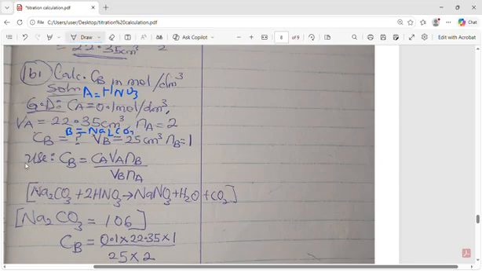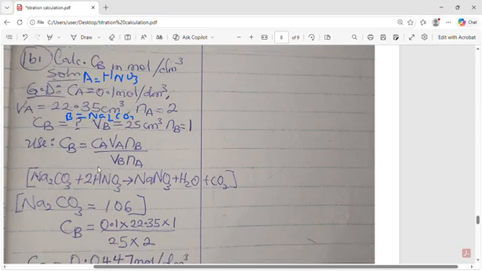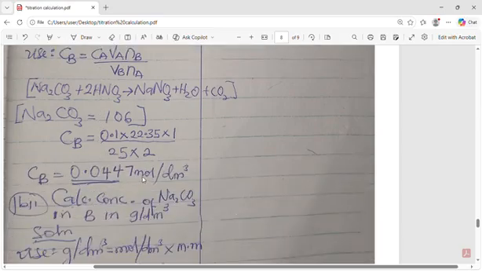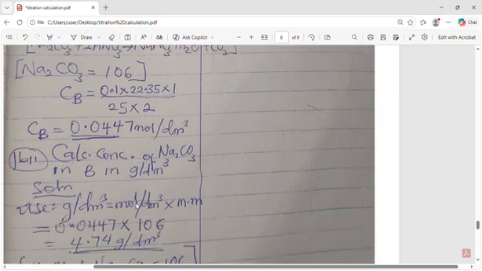For example, now here we are looking for what? CB. And all the A, CA, VA, they are complete. Only CB is not known, VB and NB are known. So we can use our CAVA formula to get your moles per dm³. Now the answer in grams per dm³. So relate it with what? Molar mass. Get your answer.